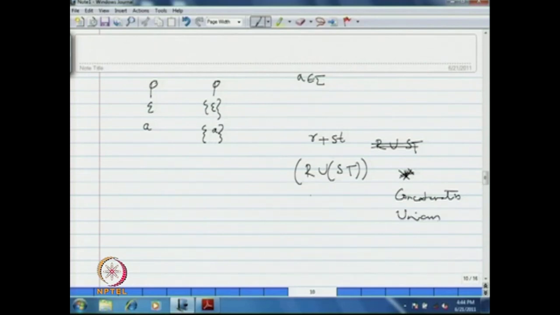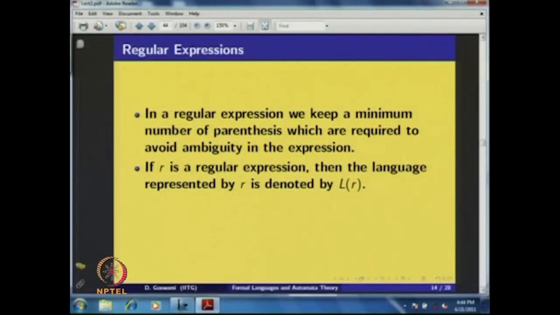Therefore, in this case, this language can be written by the regular expression r + st, because in this case the concatenation has highest precedence and then we have the precedence for union. And if r is a regular expression, then the language represented by r is denoted by L(r).